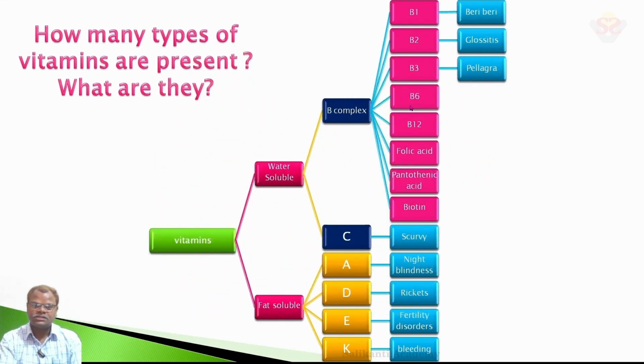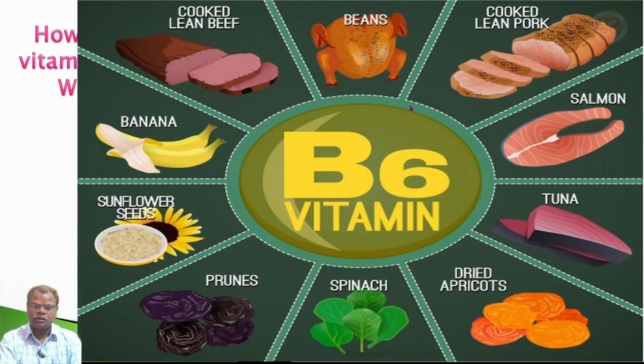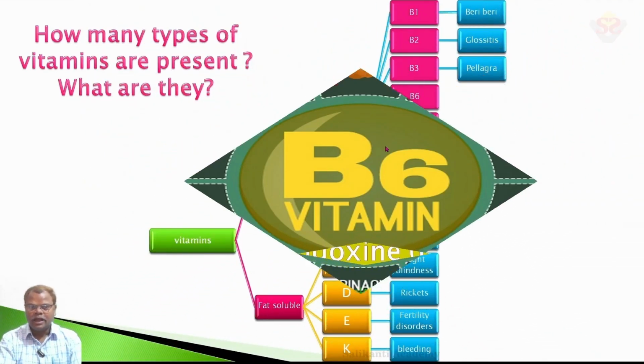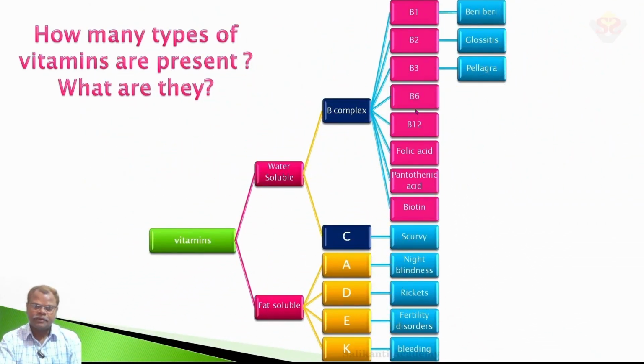Vitamin B6 sources of food are these. The chemical name of B6 is pyridoxine. Pyridoxine, vitamin B6 rich foods are these: cooked lean beef, beans, cooked lean pork, salmon, tuna, dried apricots, spinach, prawns, sunflower seeds, banana. Lack of vitamin B6, pyridoxine, causes anemia.